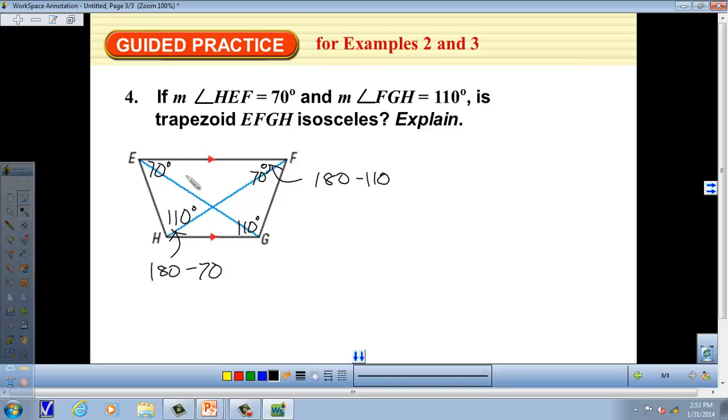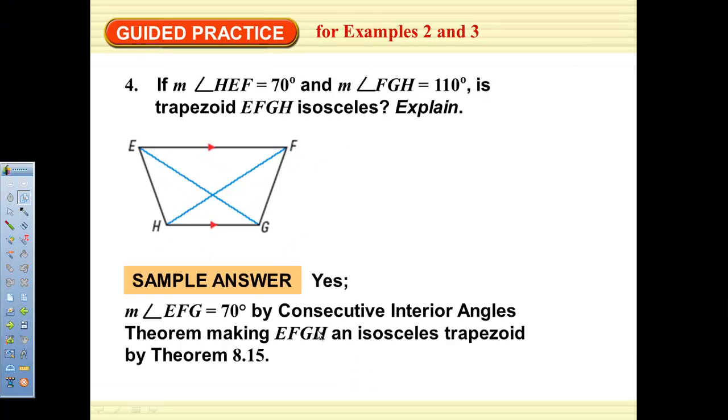Now we have base angles congruent on top and bottom. This is enough to prove the trapezoid is an isosceles trapezoid. So again, you don't want to state any theorem, but you would state that the angle EFG is 70 and also that EHG is 110 because of consecutive interior angles, and therefore it's an isosceles trapezoid because the base angles are congruent.